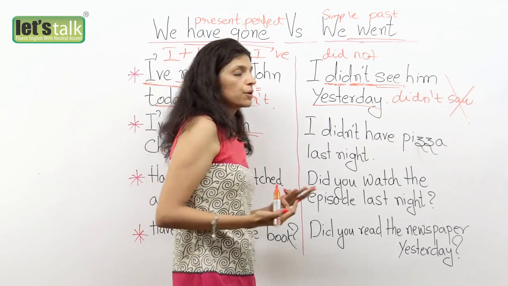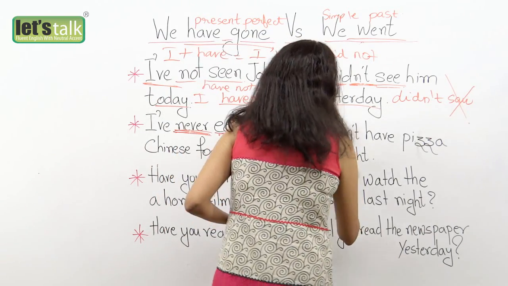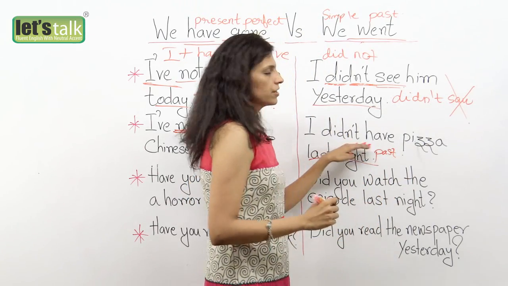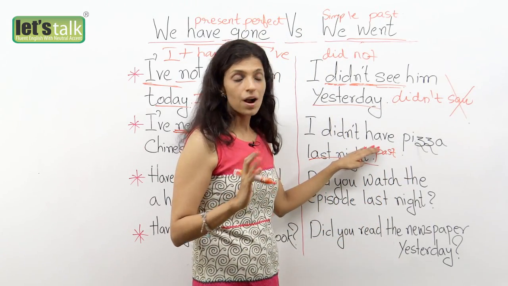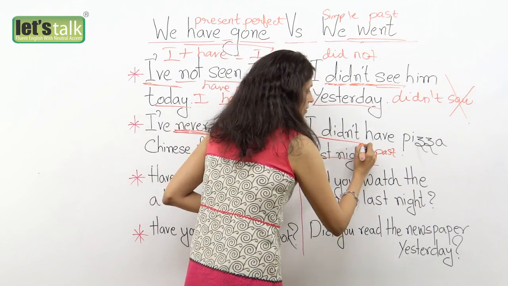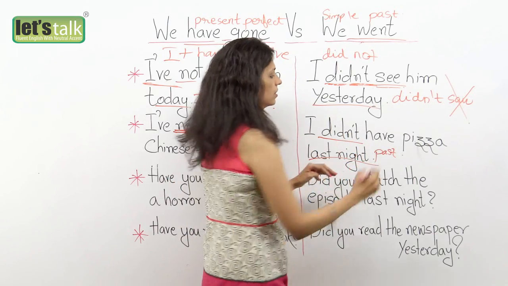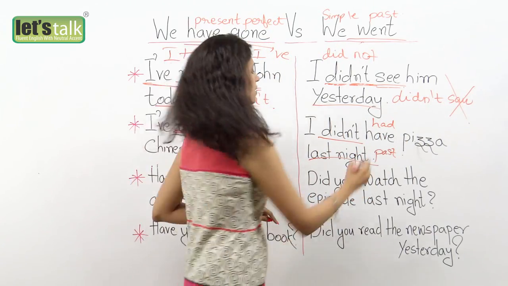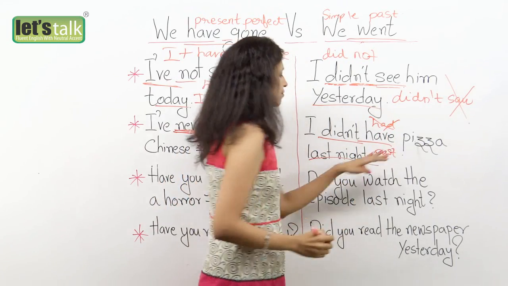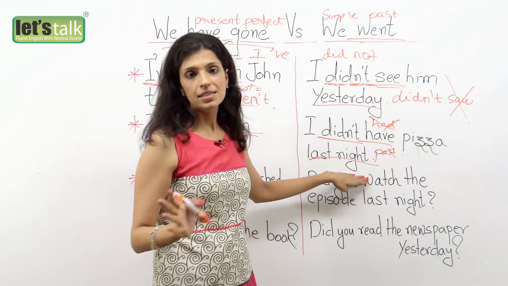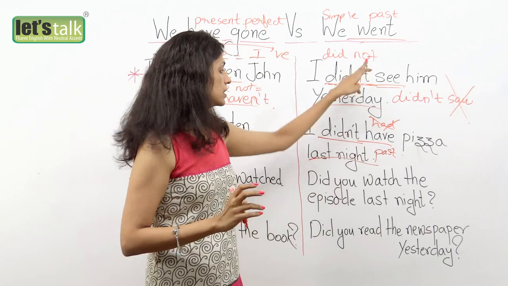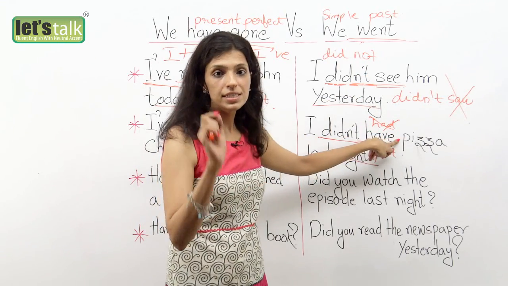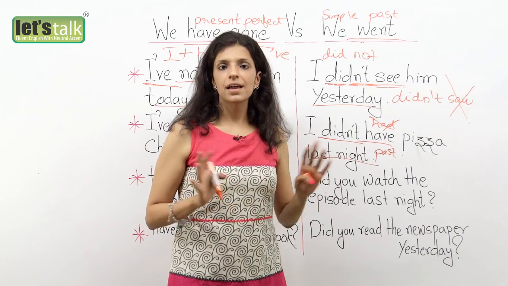But if I'm talking about yesterday or last night, that's the past. I cannot say I never had pizza last night. No, I didn't. Don't forget the rule. Not had. I didn't had. Absolutely wrong. I didn't have pizza last night. Last night is the past. Time frame is gone. Simple past tense in the negative. Didn't have. Please remember, do not say didn't had.